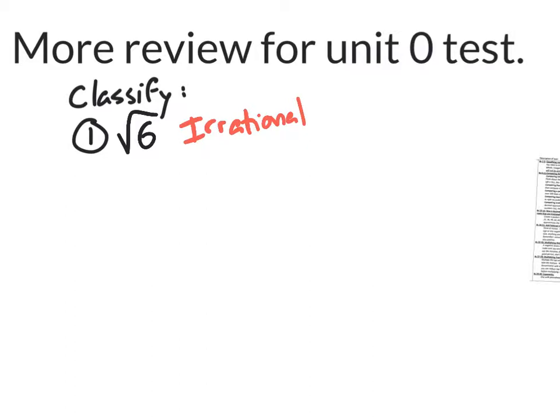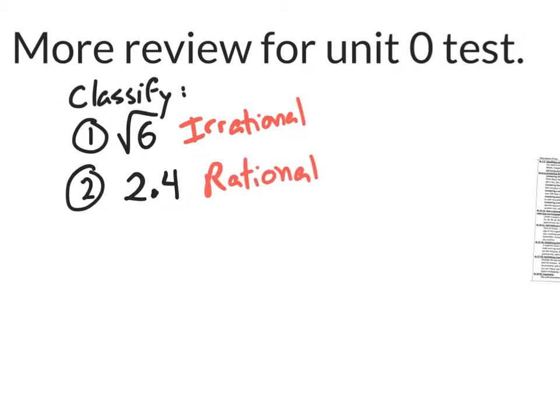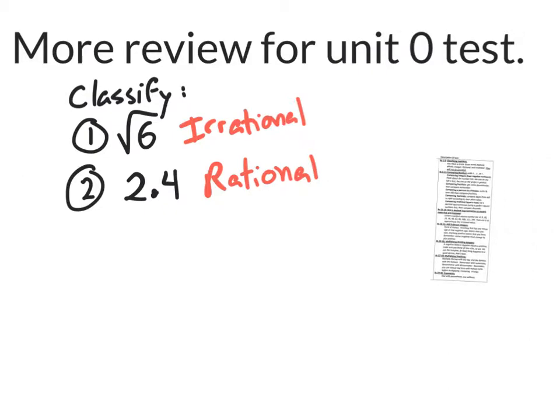Okay, let's do one more classification. How about a nice and easy one, and hopefully you guys are copying this down. How about a 2.4? Rational. What do you guys say about that? That's definitely rational. Any decimal or any fraction is a ratio, which means that it's rational because the word ratio is inside the word rational. So let's move on to the next section.